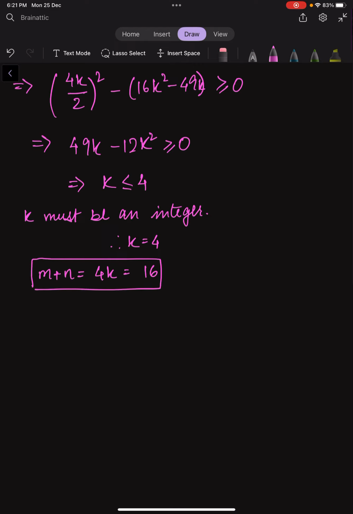This is our answer. Just to validate, we were given (m plus n) over (m square plus mn plus n square), which is 4k by 49k. Instead, if I write 16 divided by 196, which is nothing but 4 by 49.